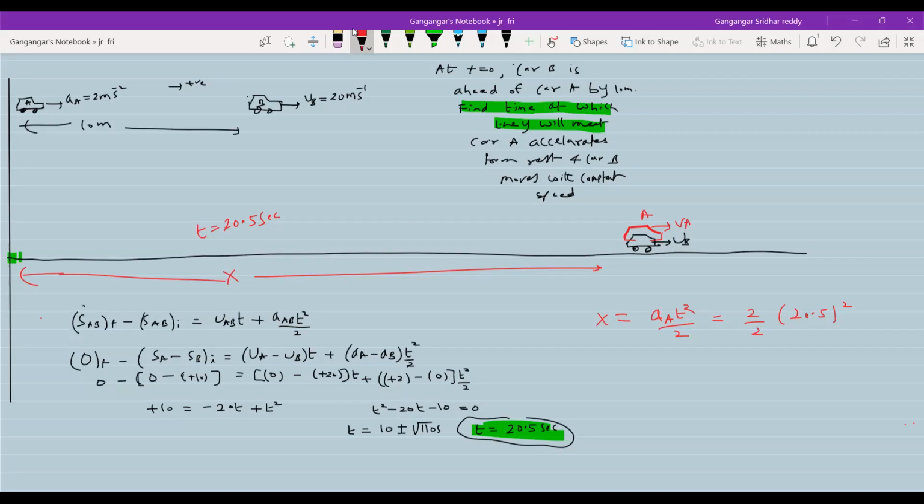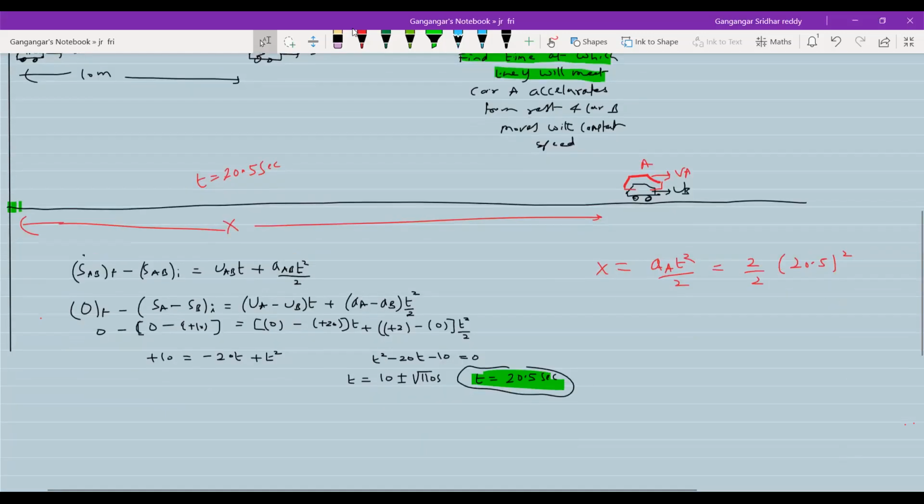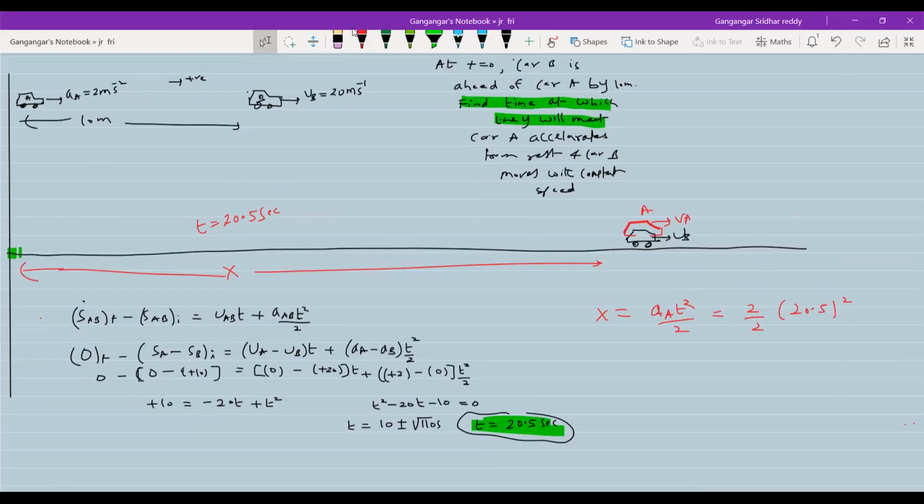Shall I continue here only? Find the time after which, so here only, calculate. Okay, I'll add the question here only. You see, there's a first case, second case.